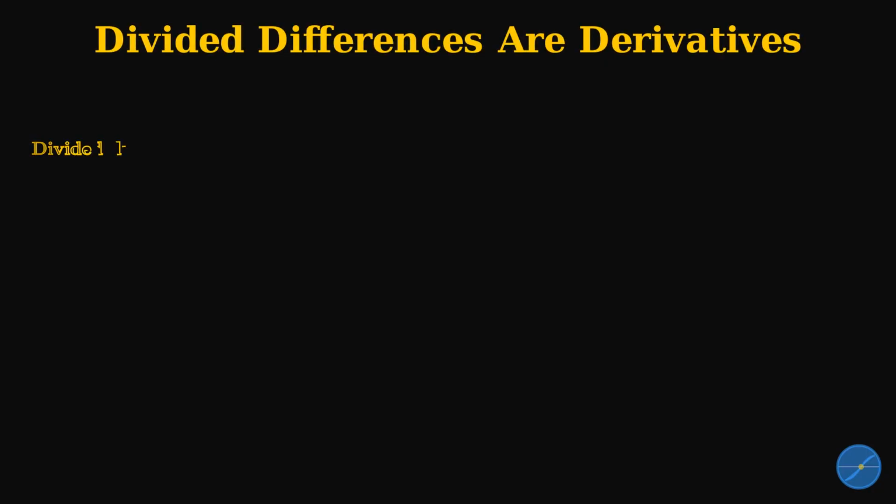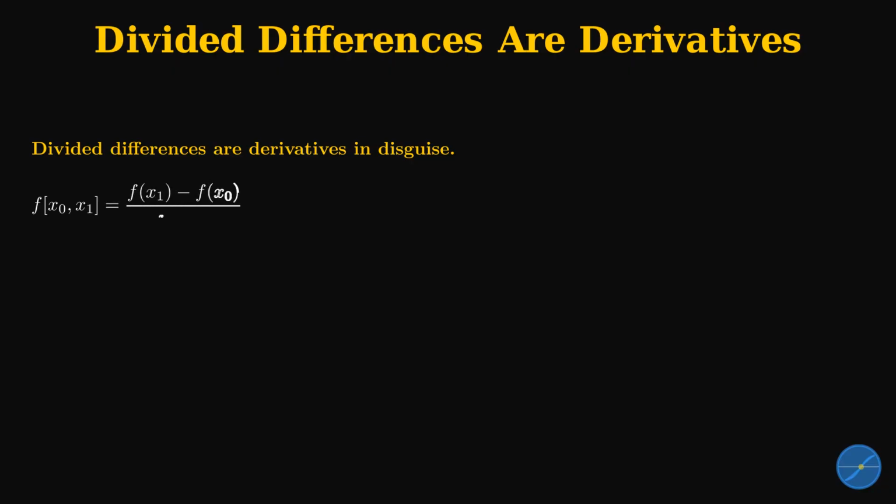One more idea. Divided differences are not just arithmetic. They are derivatives in another form. Start small. The first divided difference, value change over x change. That's a slope between 2 points.